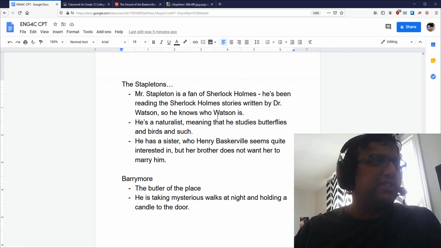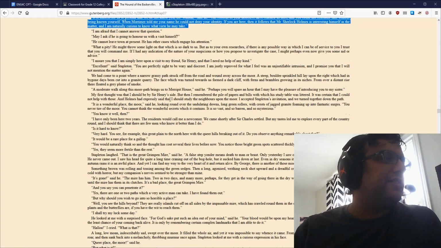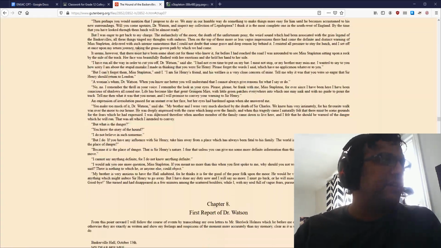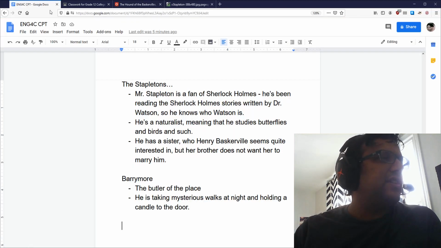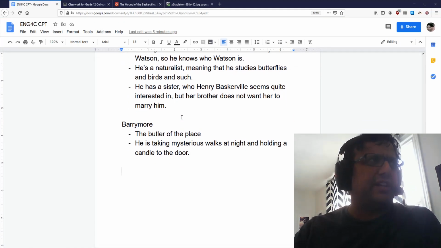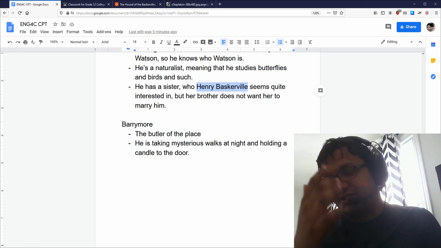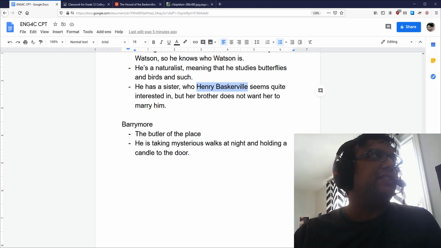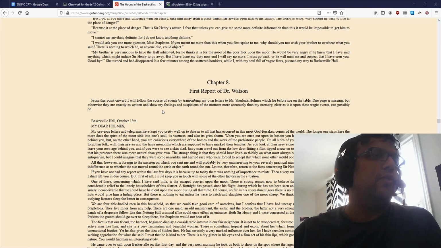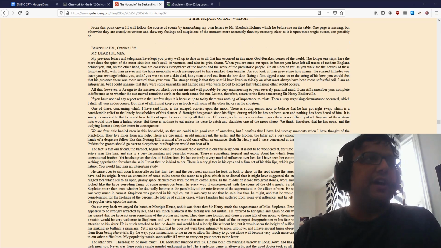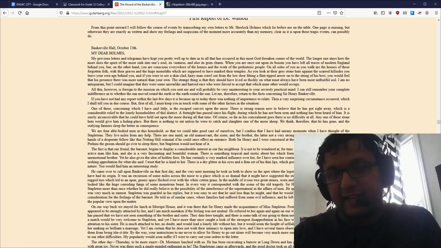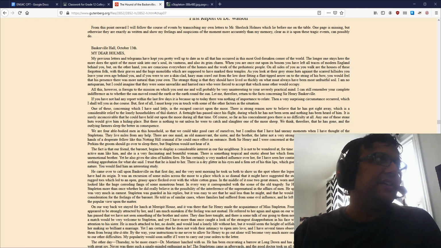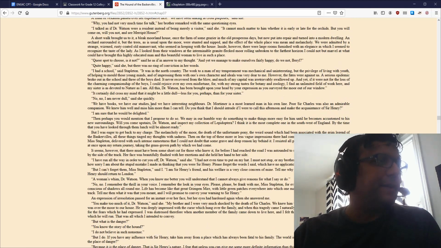And he, of course, has a sister, right? Who Watson meets, right? There's not too much I can say about her yet, but it is worth noting that our friend here, Henry Baskerville, seems quite interested in her. Right? So he thinks that she's a good-looking lady and everything like that, and wants to get to know her a bit more. But her brother does not like that idea, right? Her brother, I could say, is quite protective of her.